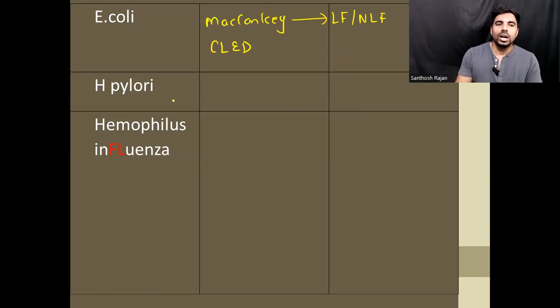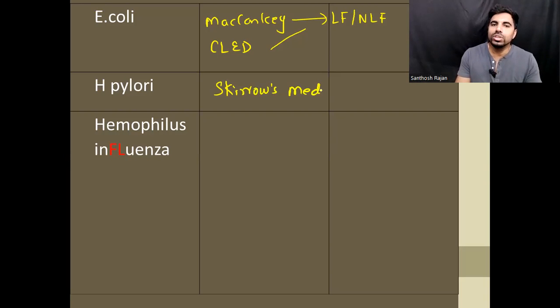In H. pylori, both are different in NLF. Okay. H. pylori, as I told you, Campylobacter jejuni is also in the stomach and near the jejunum. In the stomach we also have H. pylori. So they share the same media, Skirrow's media.